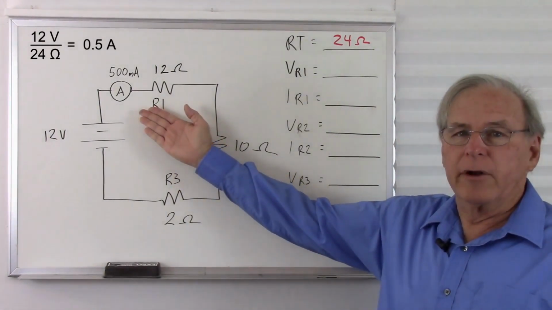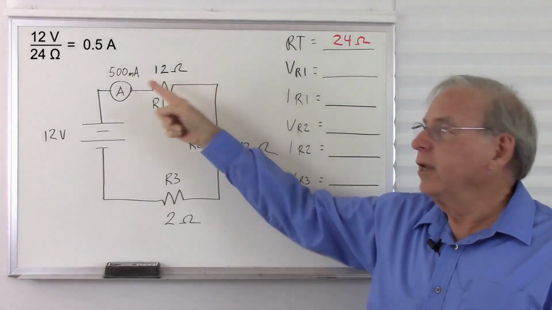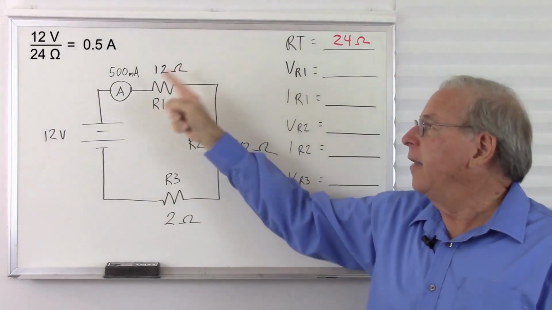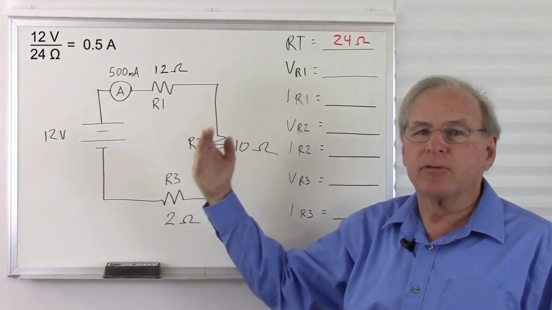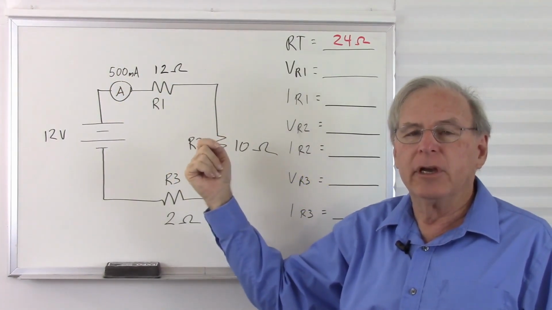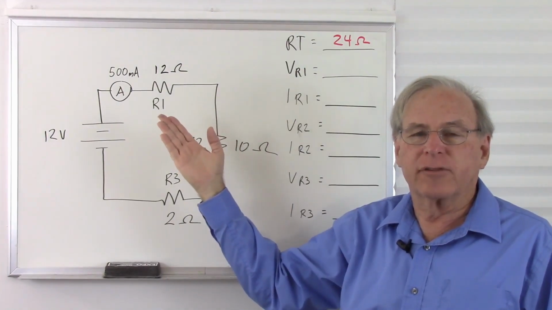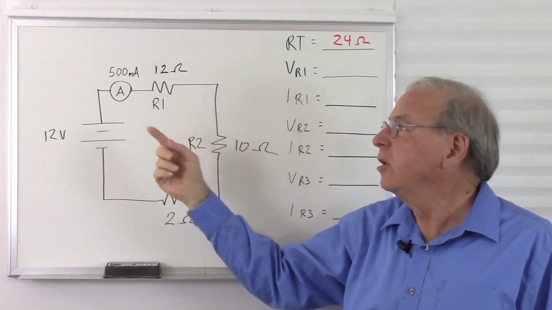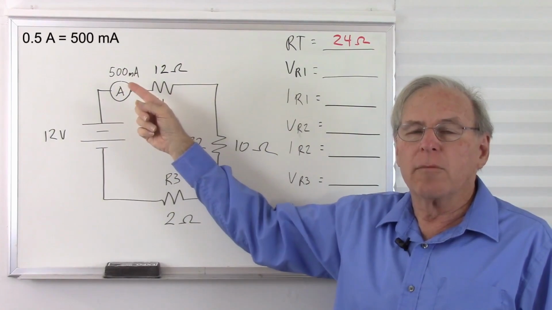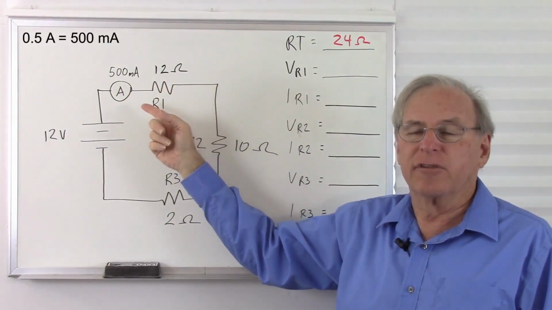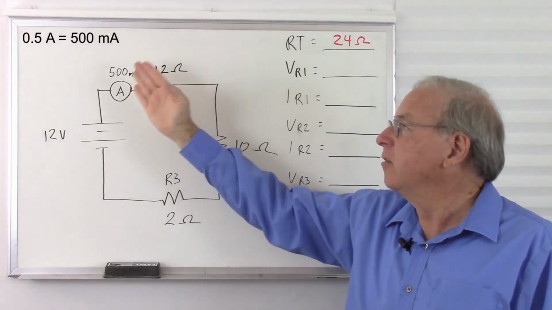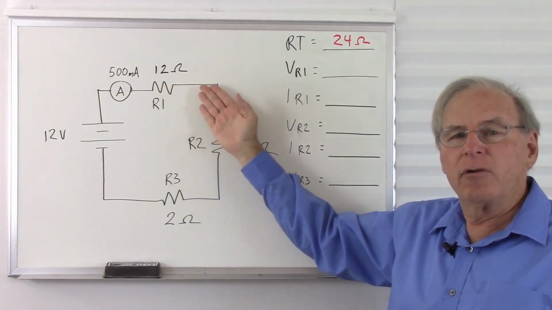So now I have a current meter showing the amount of current flowing into R1. And that is 1/2 of an amp. I've expressed that in milliamps. A milliamp is 1,000th of an amp, and it's very common to express quantities that are less than 1 amp as a number of milliamps. So 1/2 of an amp, or 0.5 amps, equals 500 1,000ths of an amp, or 500 milliamps. So there's our 500 milliamps flowing into R1.